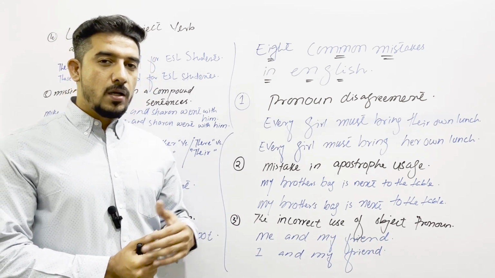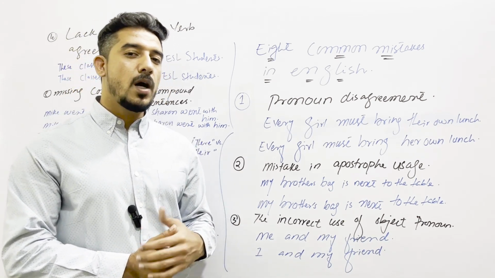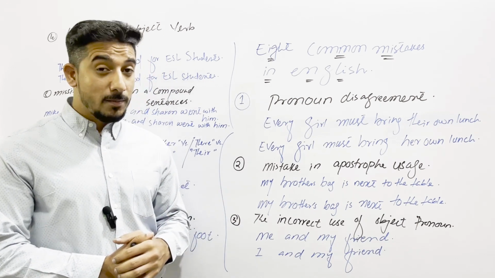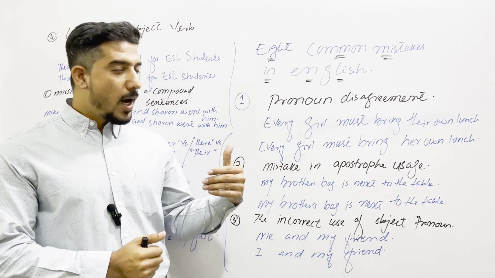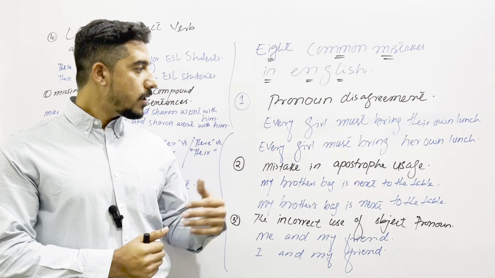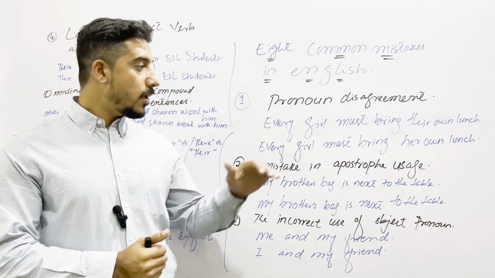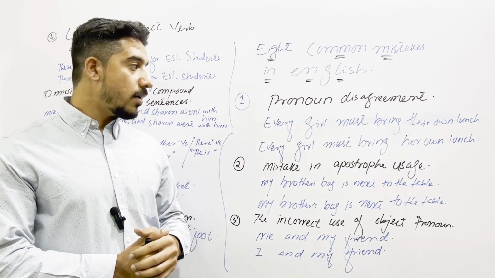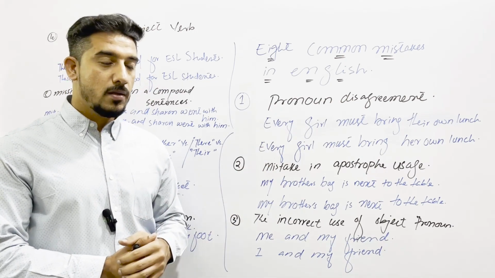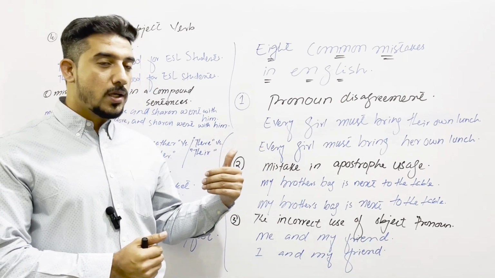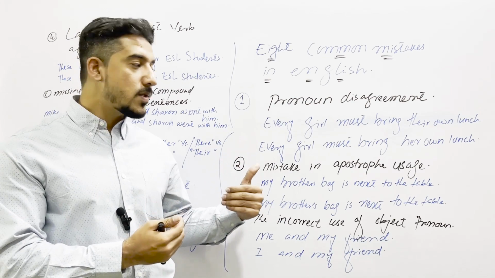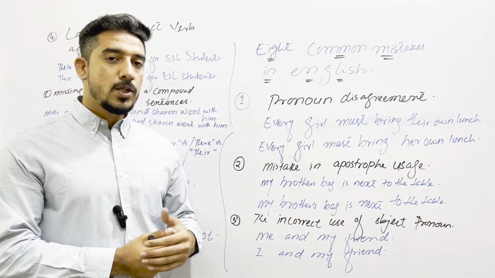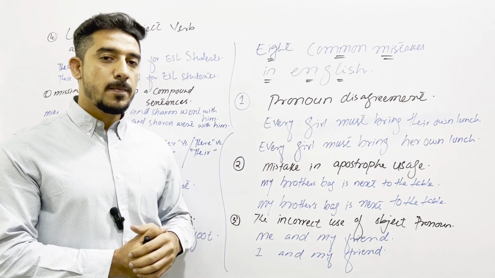By the way, there are a lot of mistakes, but there are some common mistakes that we are usually making, जो कि हम अक्सर commit करते हैं. The first mistake that we are committing, that is pronoun disagreement. एक ऐसा जो है pronoun हम use करते हैं verb के साथ, जो कि वो agree नहीं करता.